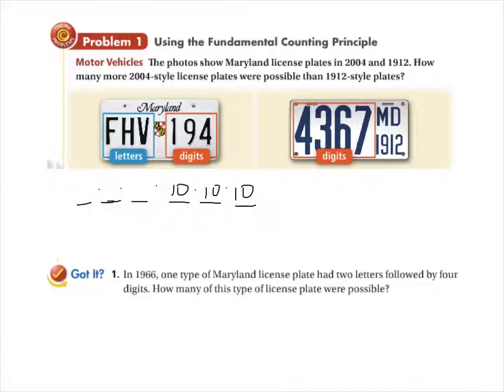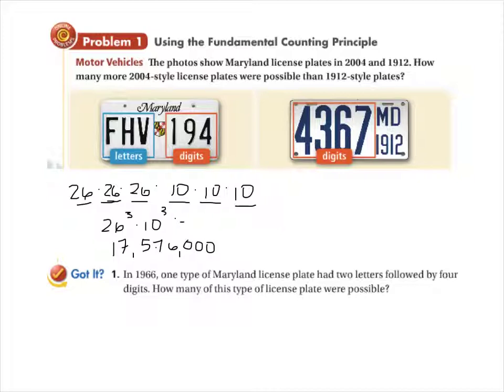And then we're going to multiply that times the number of possibilities for the letters. Now think about it, you got 26 possibilities for each of those. And that's the product you want to find. 26 to the 3rd power times 10 to the 3rd power. Okay, what does that come out to be? 17,576,000 possibilities. So that means you can have a lot of cars in the state of Maryland.